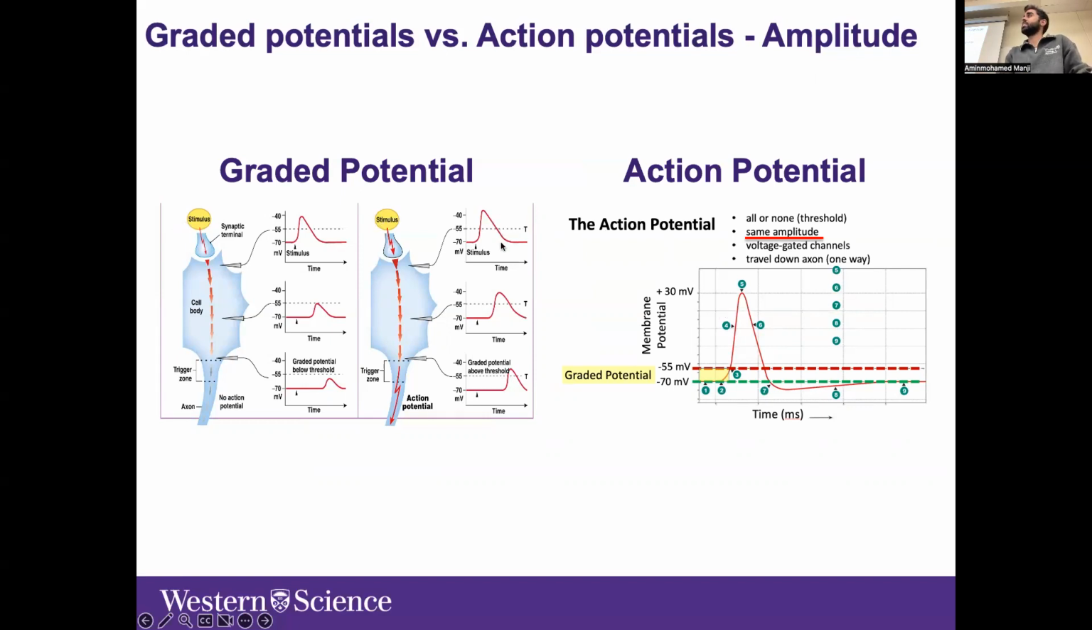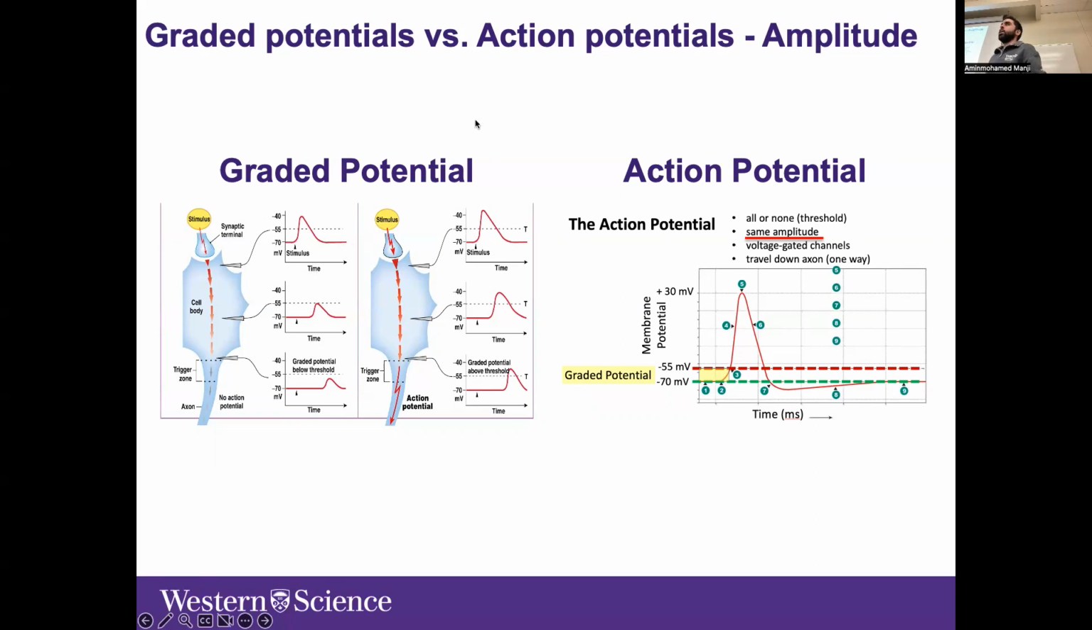Think about the light touch versus the strong touch, or the punch, for example. The light touch is going to have a very low amplitude graded potential. A punch is going to have a way stronger amplitude graded potential. That's what's going to lead to way more ions coming in, a way higher amplitude of influx of charge.